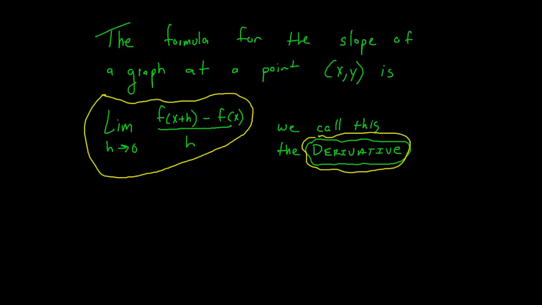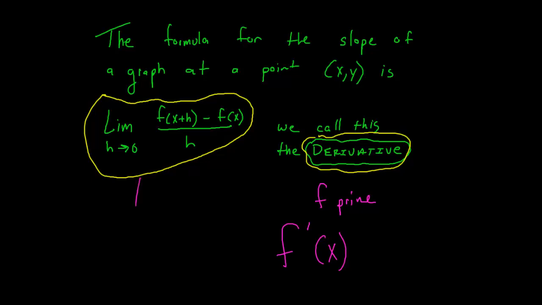Now, we have another name for it. We call it the derivative. We also call it f prime, and we denote it like this, f prime. We literally just put a little hash mark there. I don't know why we do that. That's what we do. Little f prime. F prime is the derivative of a function.